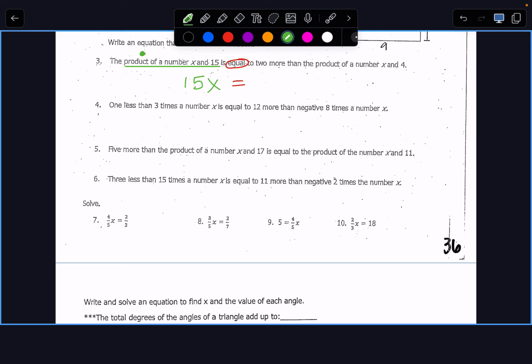Is equal to 2 more than. What kind of operation are we talking about there? 2 more than. More than. What operation? Add, subtract, multiply, divide. Yeah, we're adding. 2 more than the product of a number and x. So product, again, means multiplication. So I want you to think about this right side and how it needs to look.